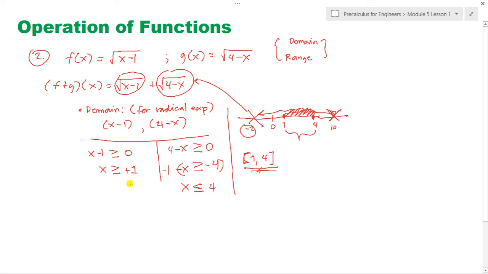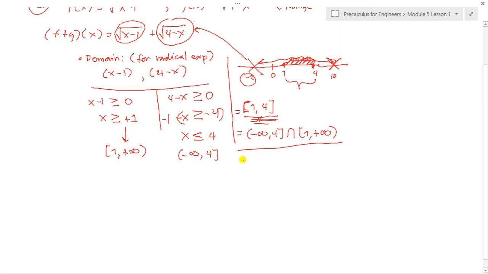use the intersection notation, because this one can be written as 1 to positive infinity, then the second one is from negative infinity to positive 4. So you can say that the answer or the domain is negative infinity to 4, then intersection of 1 until positive infinity. You can also do this way or this way. Anyways, pareho naman gyapon na sila pagsabot.